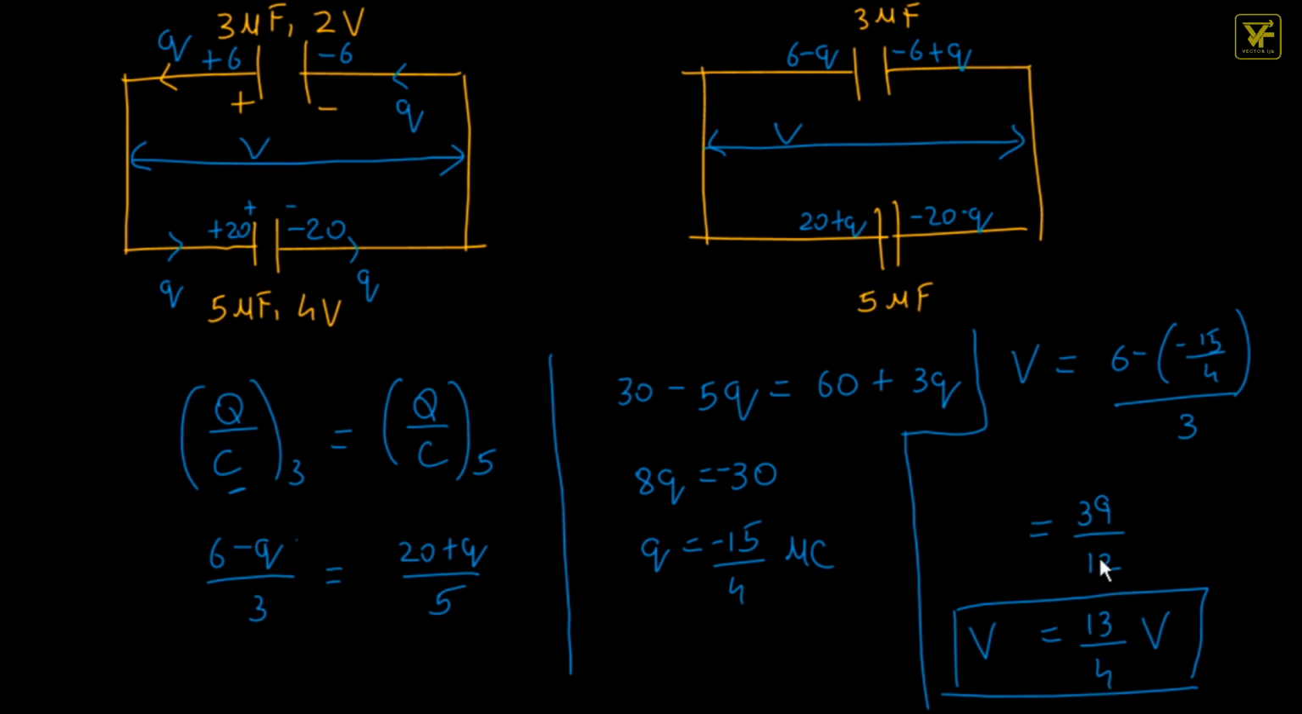After finding the common potential, you can find out the heat generated. How to find the heat generated? By the same formula. Heat is equal to work done by battery minus delta E. Delta E is the change in the energies of the capacitors. Work done by battery is 0 because there is no battery.